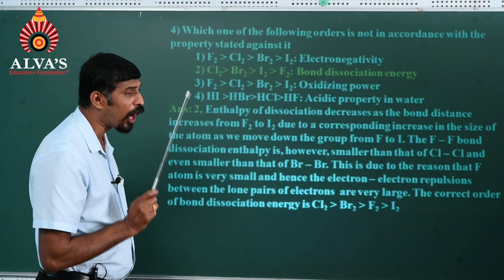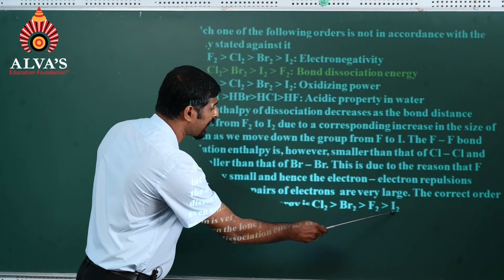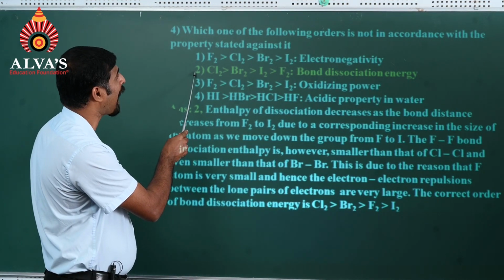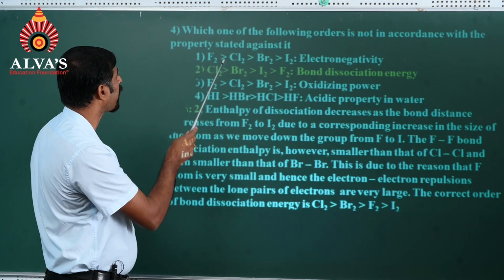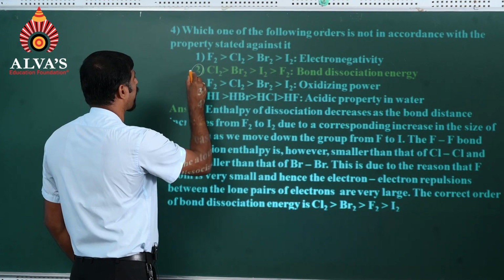Therefore, the correct order should be chlorine, bromine, fluorine and iodine. Therefore, this order is not in accordance with the property stated against it. Therefore, the second one is the right answer.